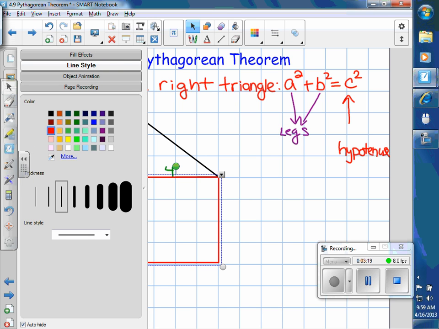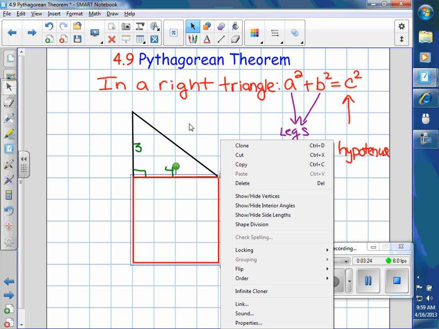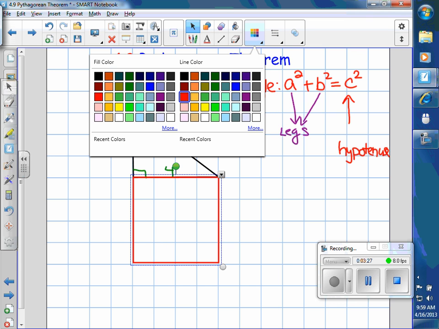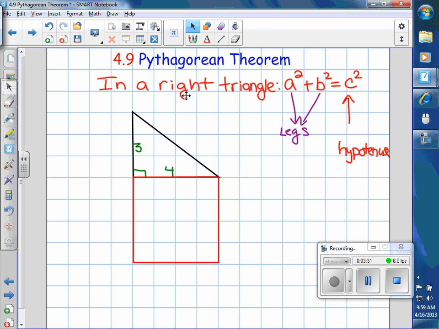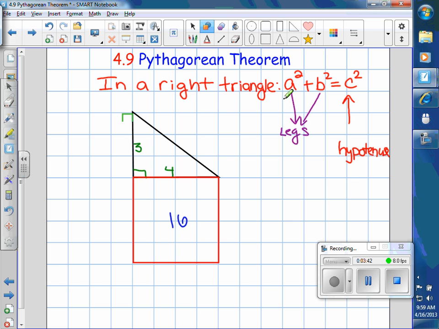What's the area of that square? It's 16, right? So it's 16 units. And then if we take another square over here and make it the length of this one, it's 9 units, right? So what do you think? If I drew a square there, what should the area of that be?